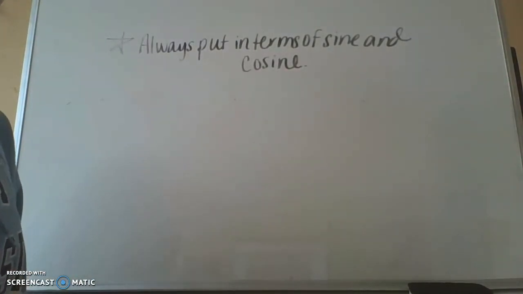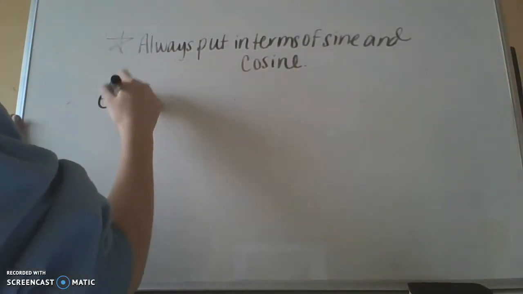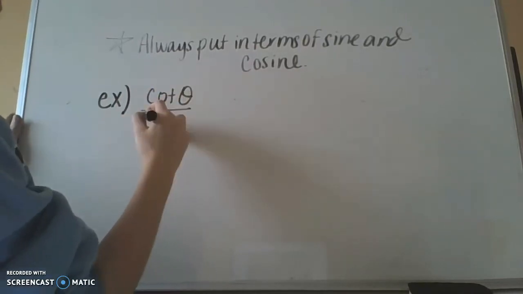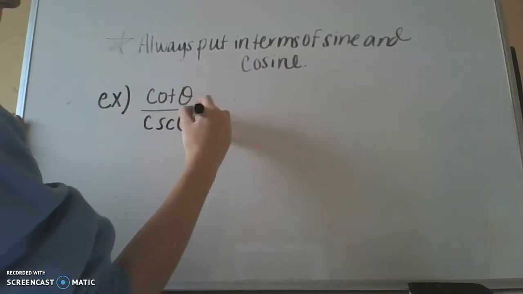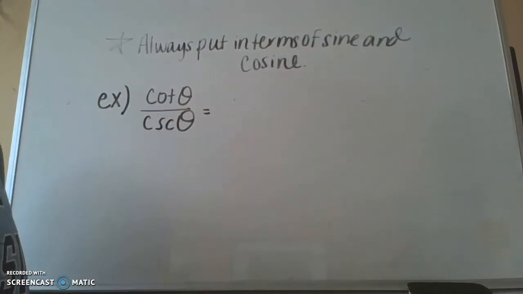So now, our first example, let's actually look at what a trig expression looks like. Our first example is cotangent over cosecant. Our directions say to simplify this, which means we don't want a fraction, and we want to try to get it as simplified as we can go. So what am I going to do first?